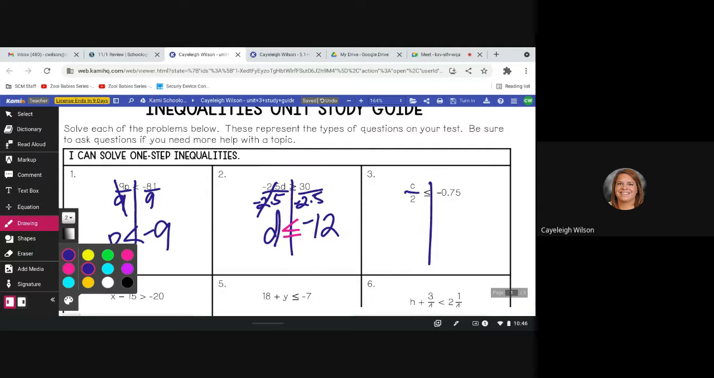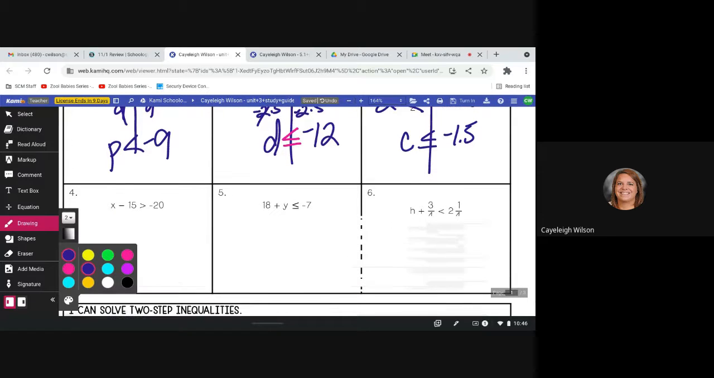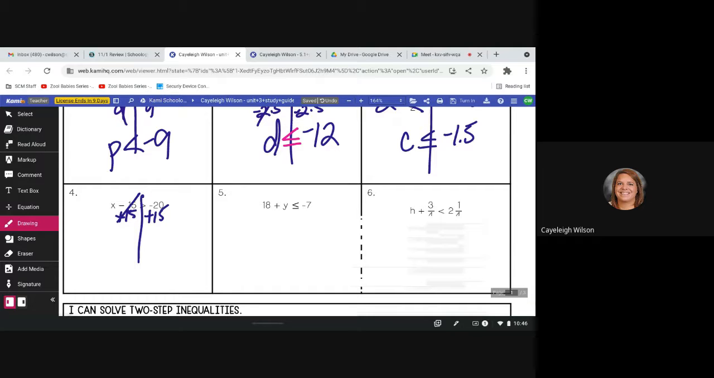All right, number 3. This right here is division, so the opposite is to multiply. So 2 divided by 2 cancels out. I don't flip my sign because I multiply by positive 2, and negative 0.75 times 2 is negative 1.5. All right, number 4. This is a minus 15, so I'm going to add 15. So minus 15 plus 15 cancels out. Negative 20 plus 15 is negative 5.